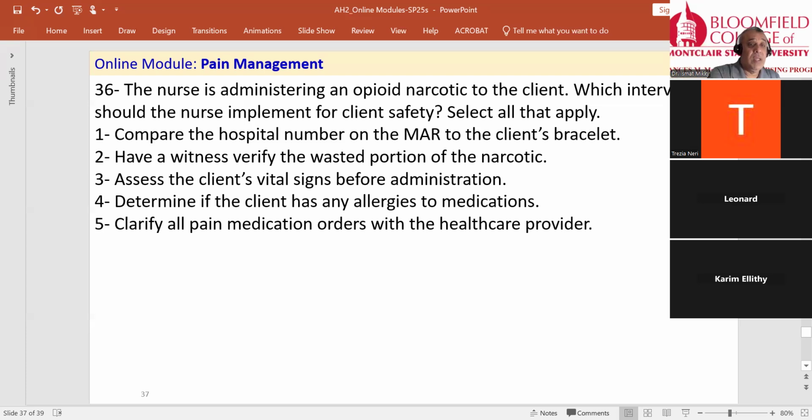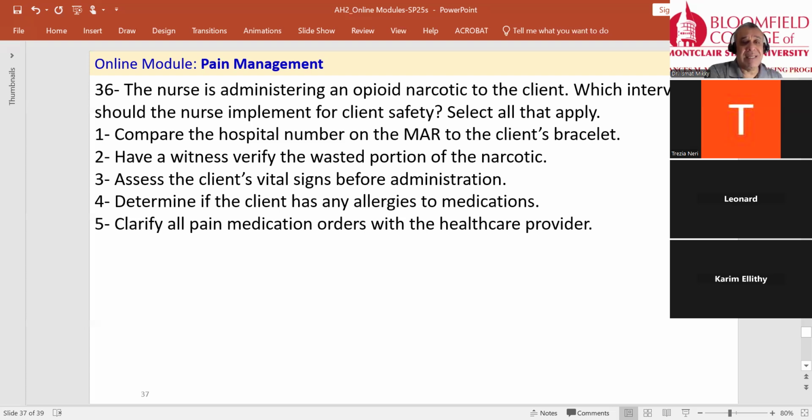Number 2, have the witness verify the wasted portion of the narcotic. It's correct, by the way, but it's nothing to do with safety. How would you label this if it's not a safety issue? It's a legal requirement. So it's not about client safety. Number 2 is correct, but it has to do with the legal requirement, not patient safety.